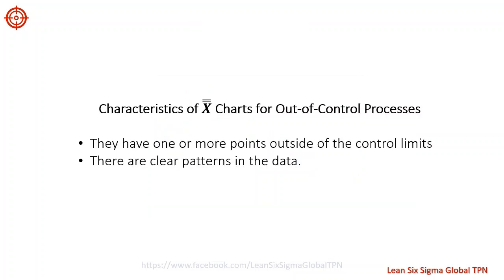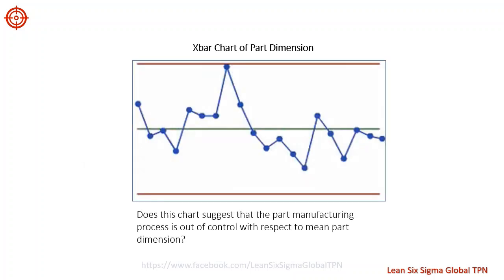Remember, a process is out of control if any points fall outside of the control limits or if a pattern is evident in the control chart. So this chart suggests that the part manufacturing process is in control with respect to the mean part dimensions, because no sample means are outside of the control limits and no patterns exist, so the subgroup means are in control.